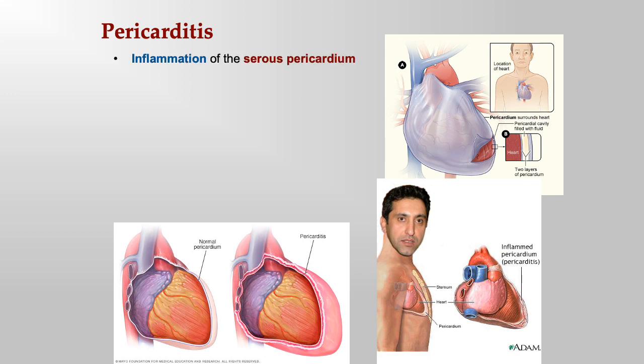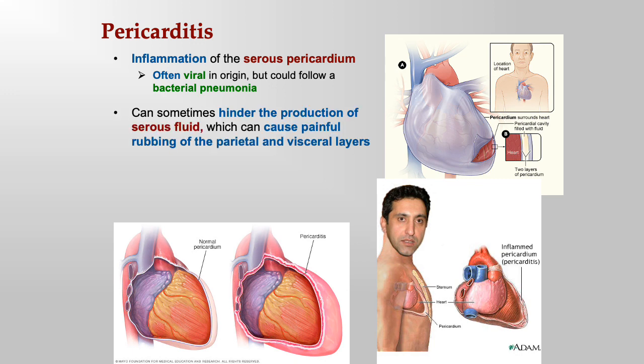Inflammation of the serous pericardium is called pericarditis. Itis, remember, inflammation. Pericard, inflammation of the pericardium. Often viral, can follow bacterial pneumonia. Can hinder the production of serous fluid, which can cause a painful rubbing of the parietal and visceral layers.